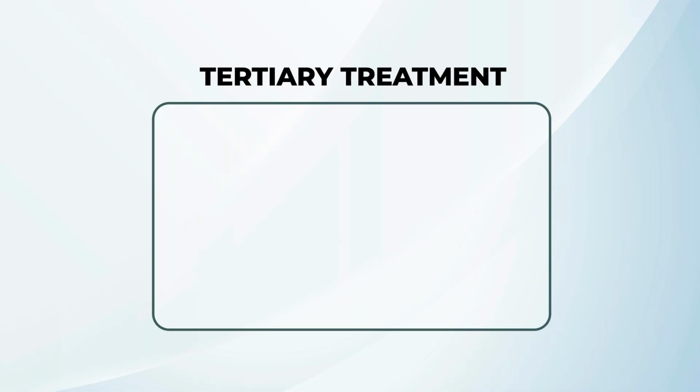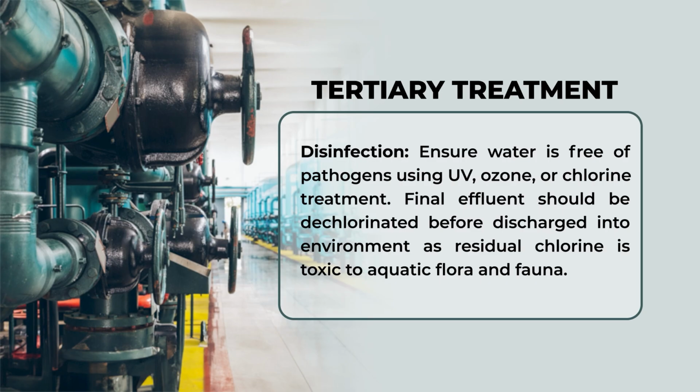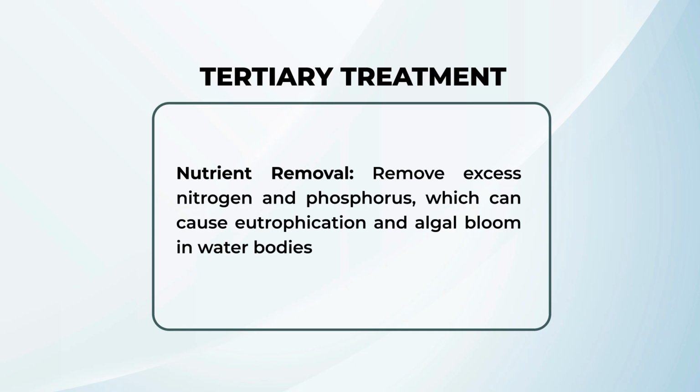So, next step is the disinfection. Disinfection ensures that water is free from any kind of pathogens, and for disinfection there can be use of ultraviolet rays, and ozone or chlorine treatment can also be done. But after chlorine treatment there is also a chance of residual chlorine present in the treated water. So, that has to be dechlorinated before being discharged into the environment, as the residual chlorine is toxic to the aquatic flora and fauna. Next is the nutrient removal.